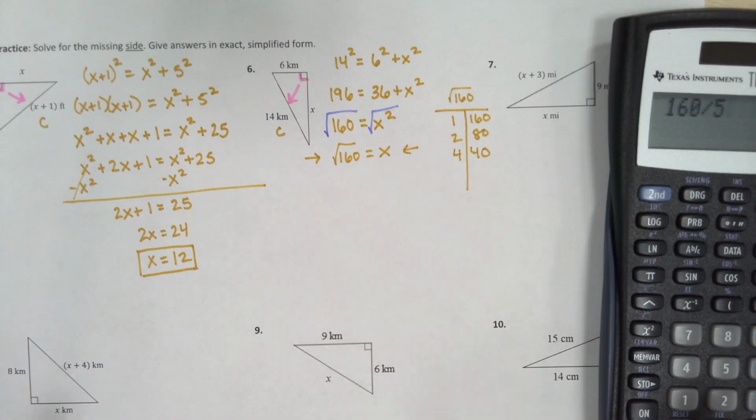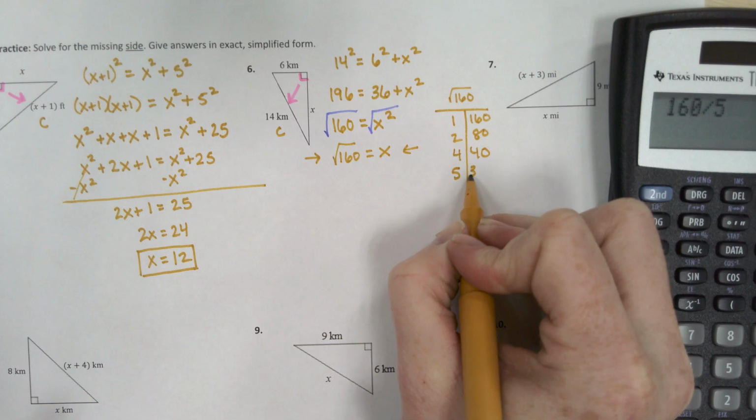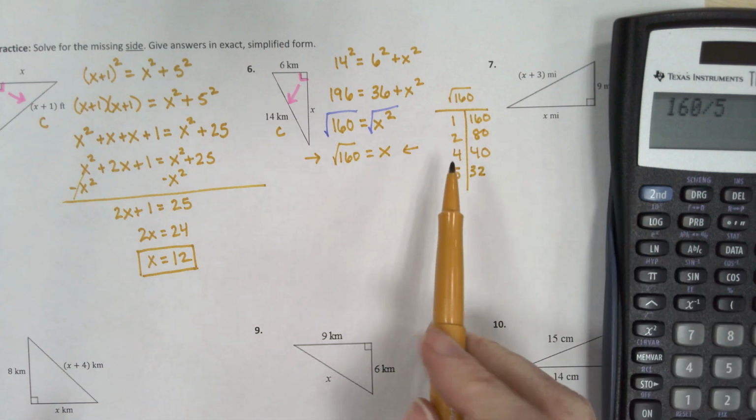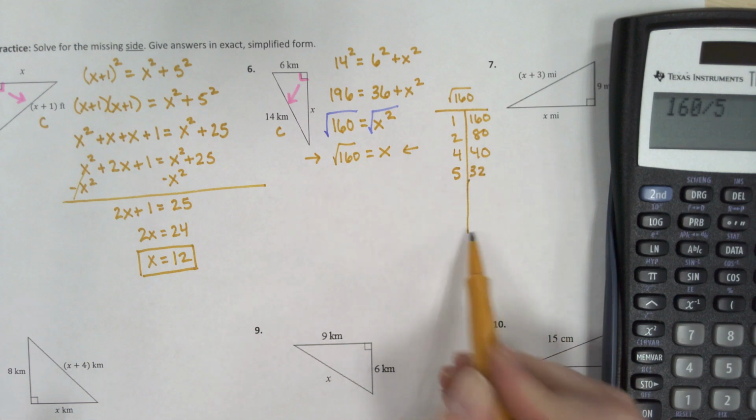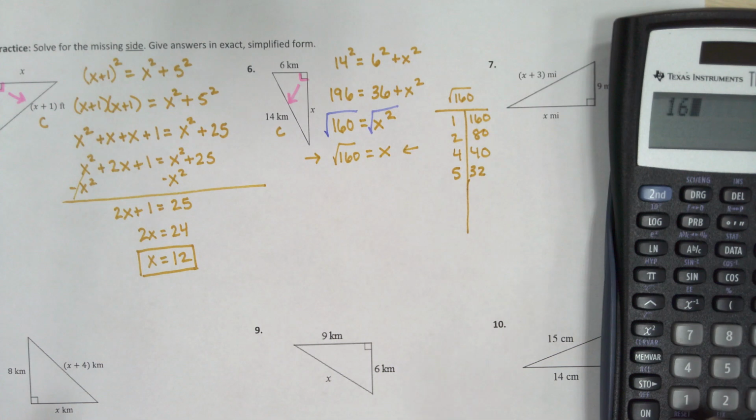160 divided by 5 is 32. Now I'm typing all of this in, but if you know your perfect squares, you'll know that the square root of 32 is going to be a decimal. So you can just kind of keep going until you spot a perfect square. But if you don't know, you just keep trying them on your calculator.